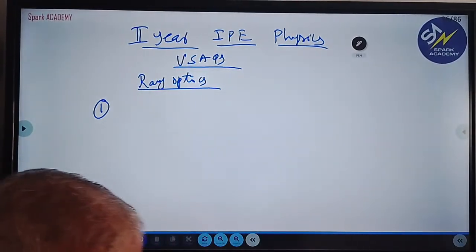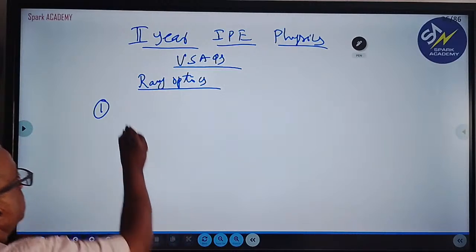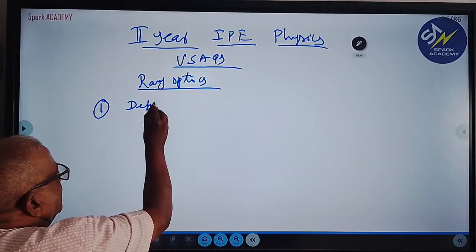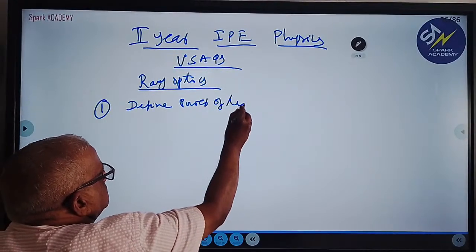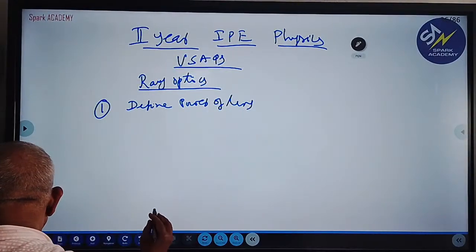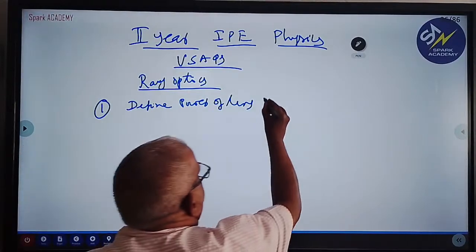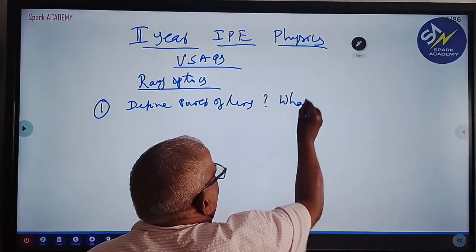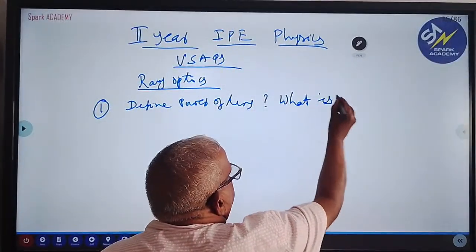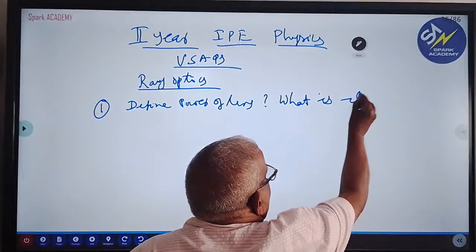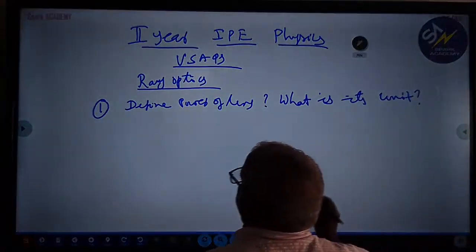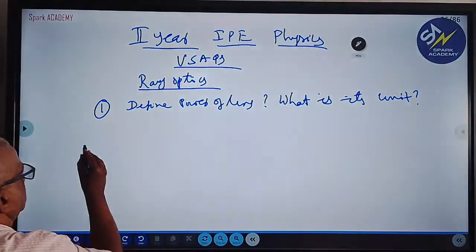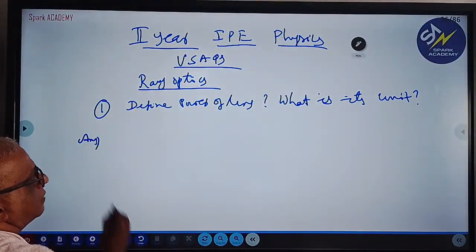Okay. Right. Define power of the lens. What is its unit? So, an easy answer. I am writing the answer.